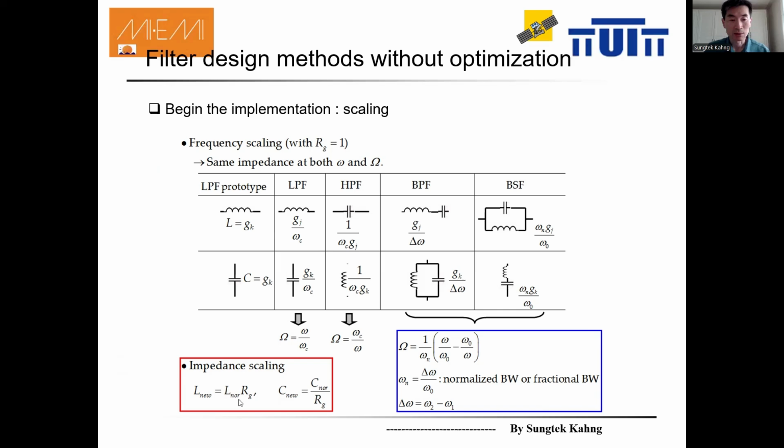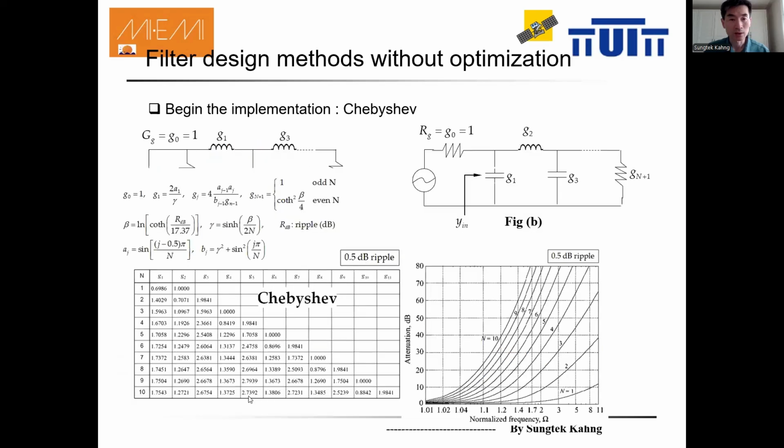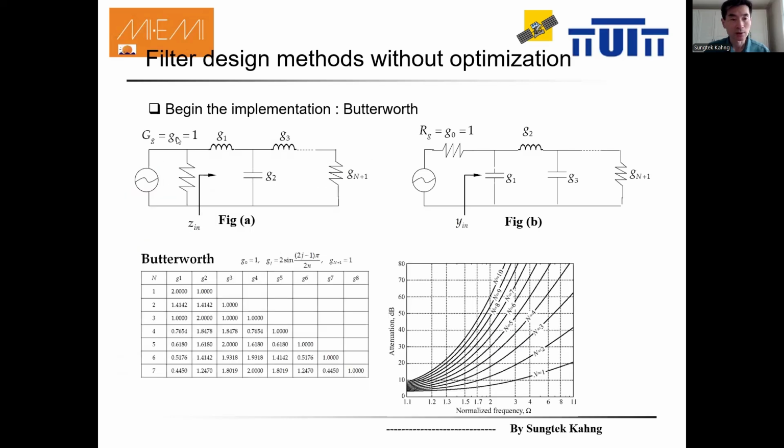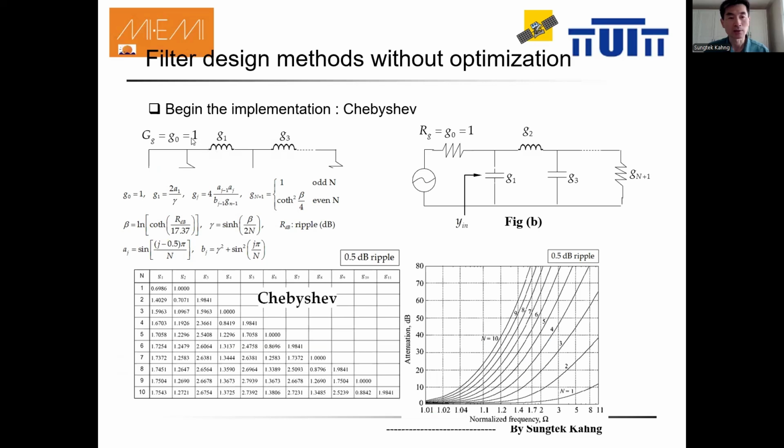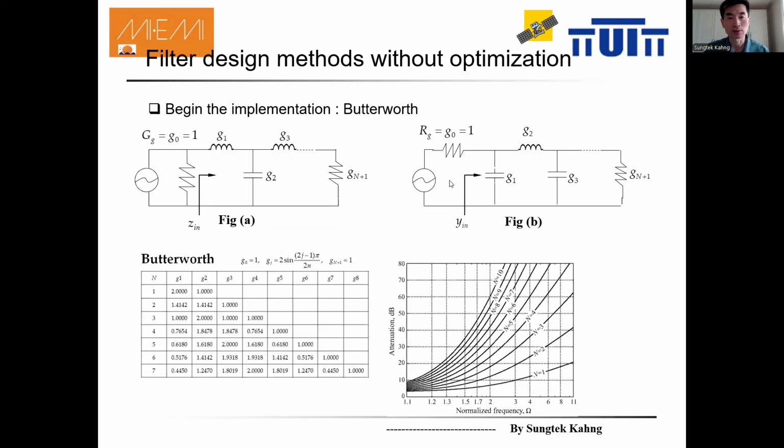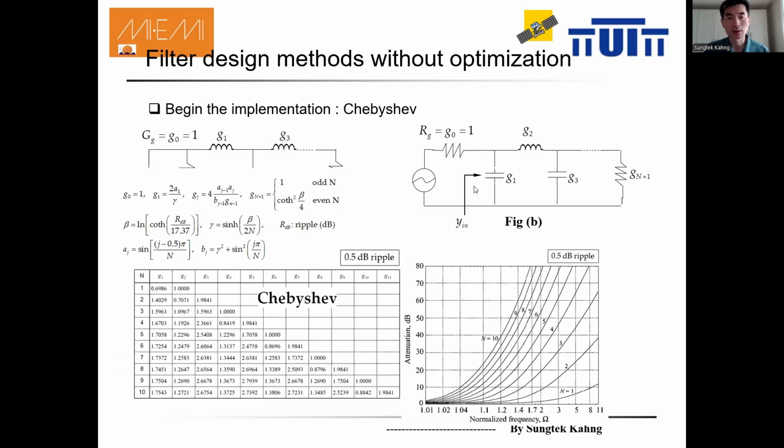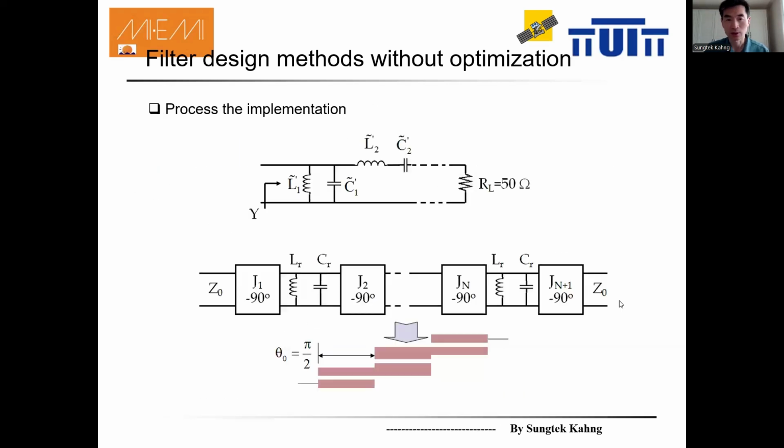Impedance scaling means that not only was frequency normalized, but also the power supply or standard reference impedance or resonator was set to be one. That means normalization of the resistance and normalization of the admittance. So you can check that out.